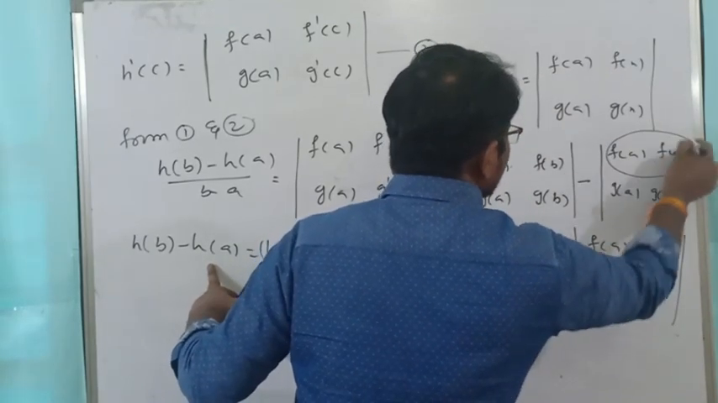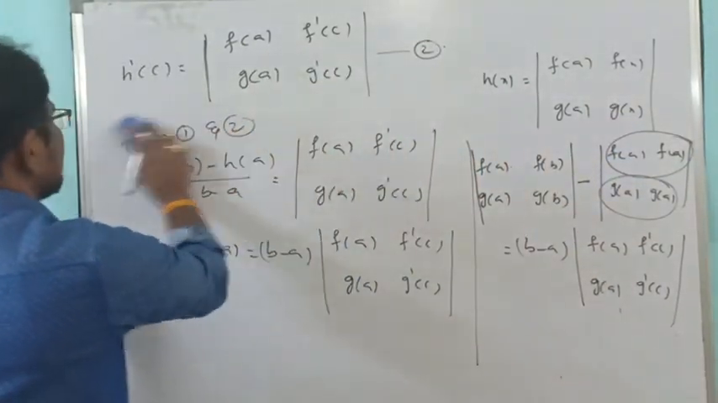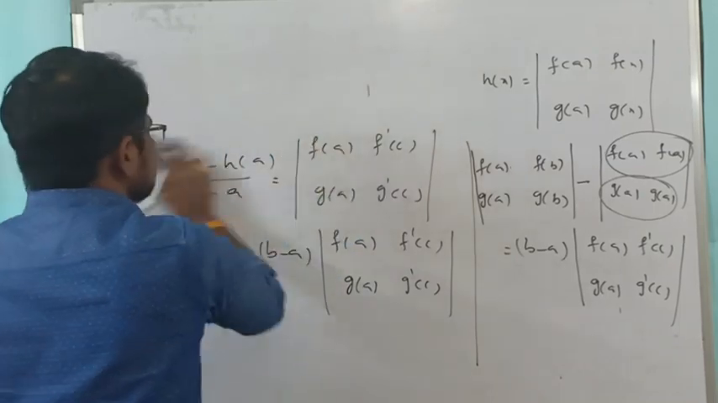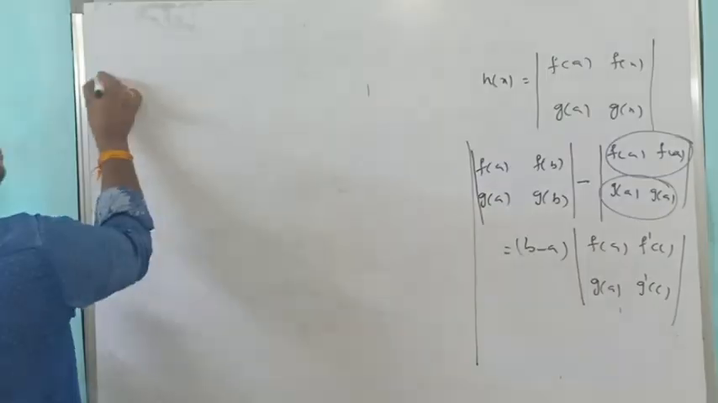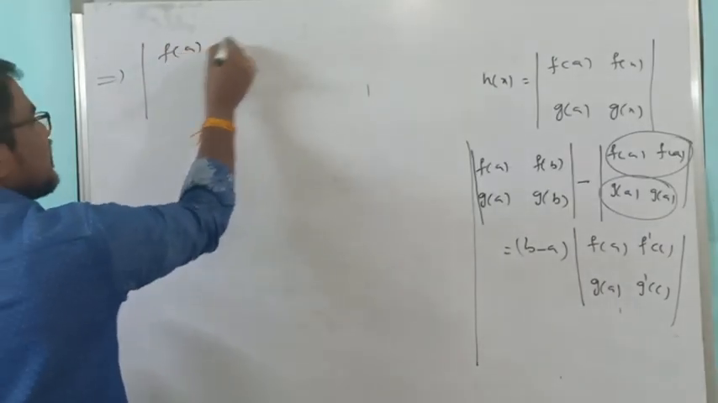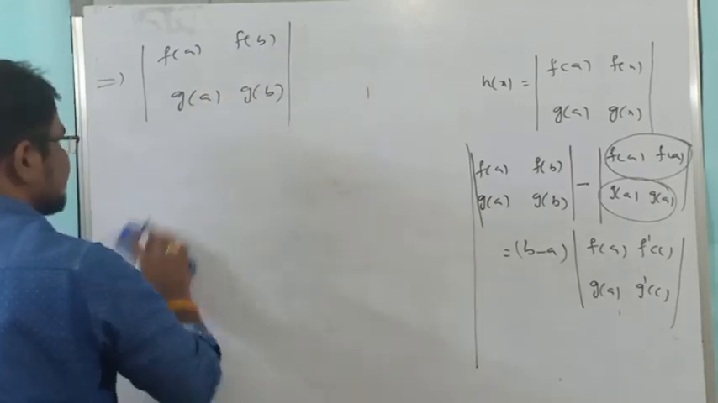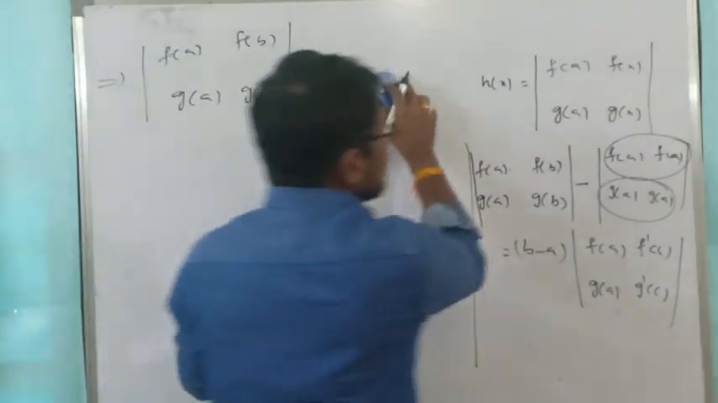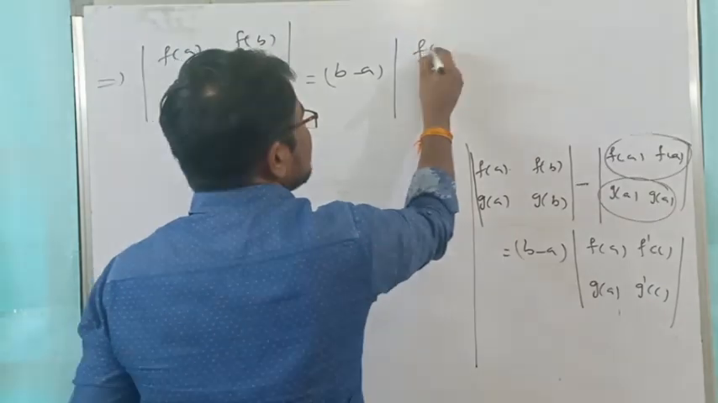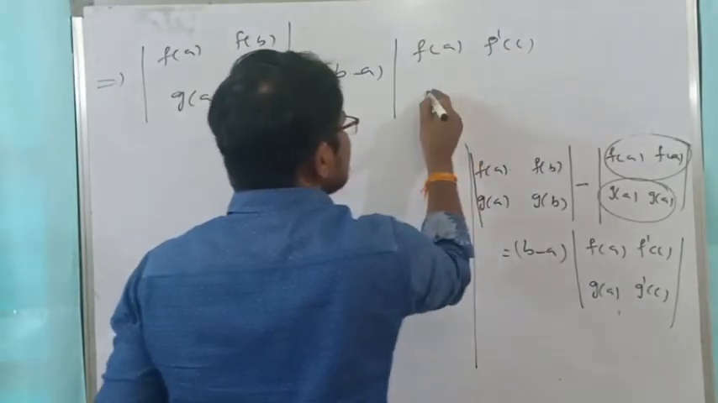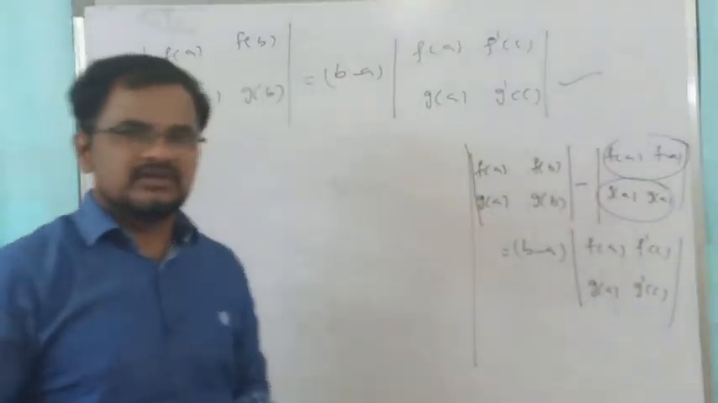Now here f of a, f of a, and g of a, g of a, means the value of this determinant is 0. Therefore, what we can write is the determinant of f of a, f of b, g of a, g of b equal to, this is 0, b minus a into the determinant of f of a, f dash of c, g of a, g dash of c. This is our requirement. Okay, no? Right.